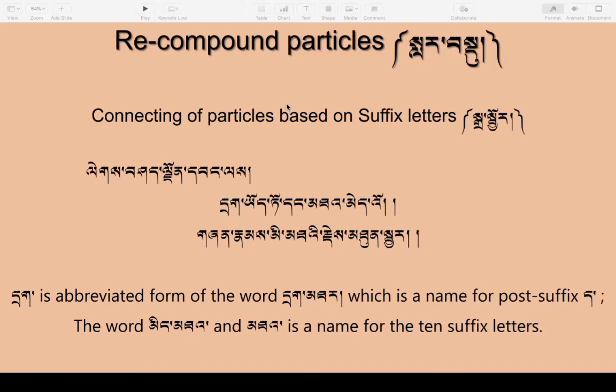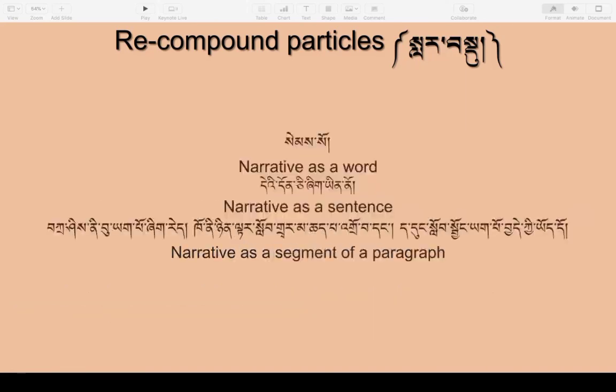Yes, Genla, I have one question, please. For the recompound particles, for the sentences, like a paragraph, does it mean we can choose where to stop and add the particle? Yes, so we can choose where we are going to stop and add the particles. Sometimes it could be a single word. It all depends on how much we're willing to talk about something, you know.